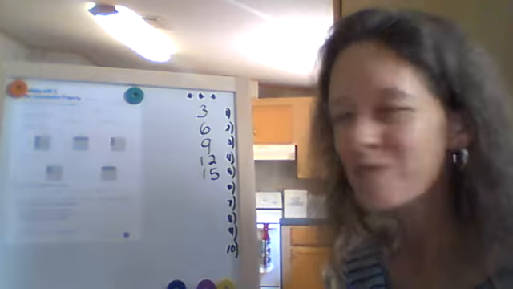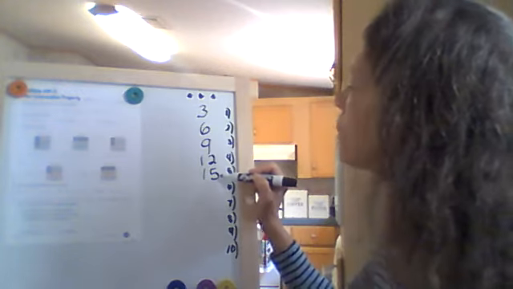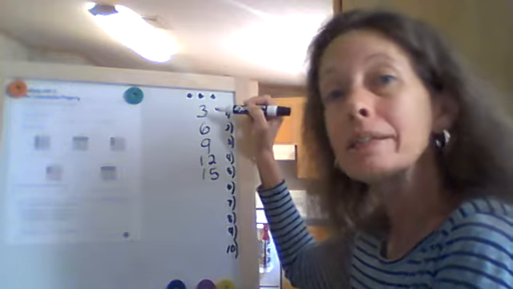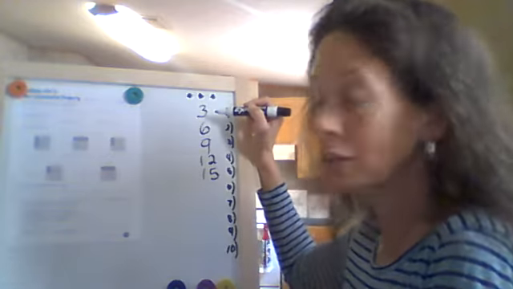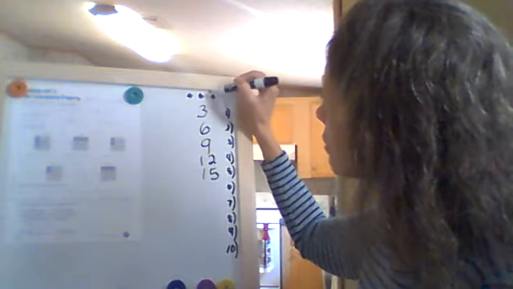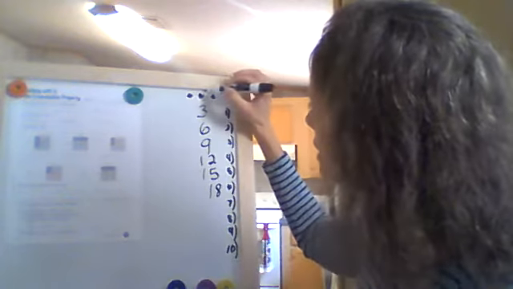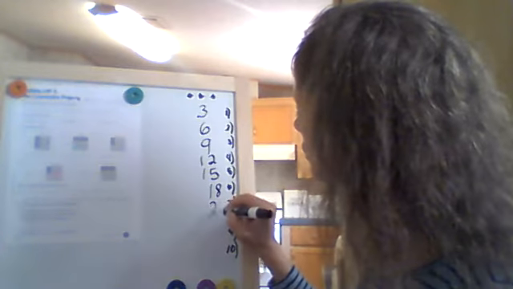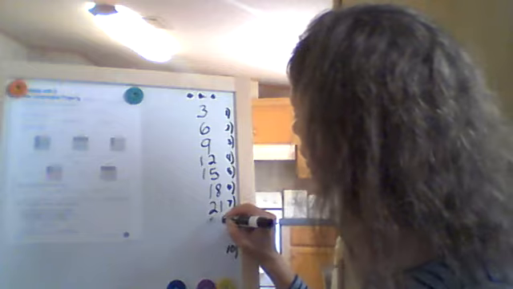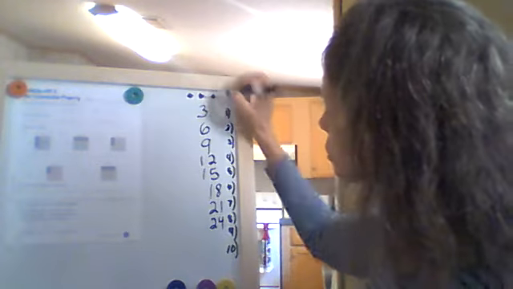Get it? Great. Let's have a look. So we were at 15, so we don't need to start back up here at 3 because we already have it. That's counting on. That's what we've been practicing all year. So we're going to start at 15. We're going to go 16, 17, 18, 19, 20, 21, 22, 23, 24, 25, 26, 27.